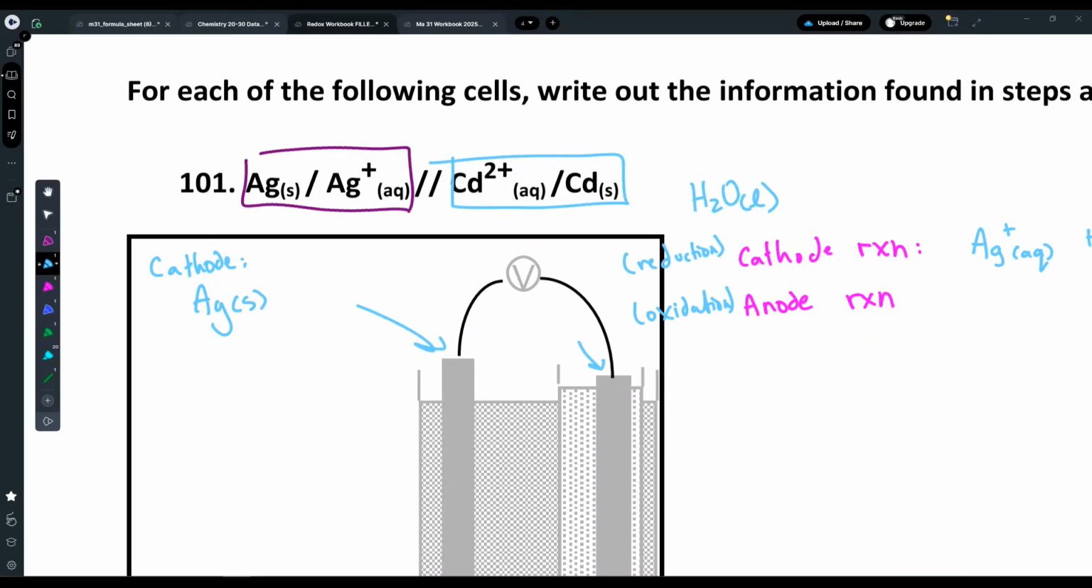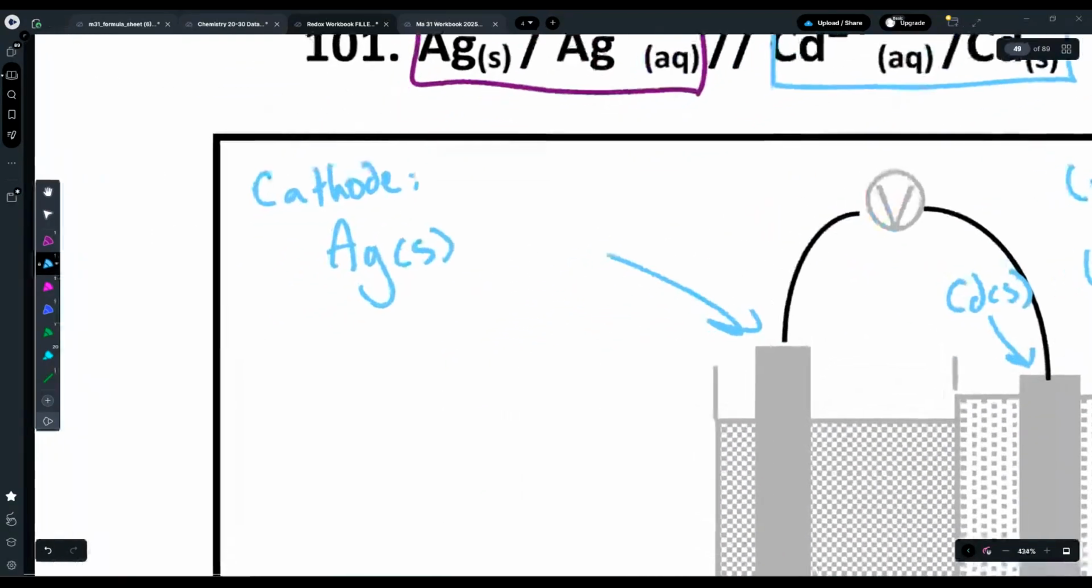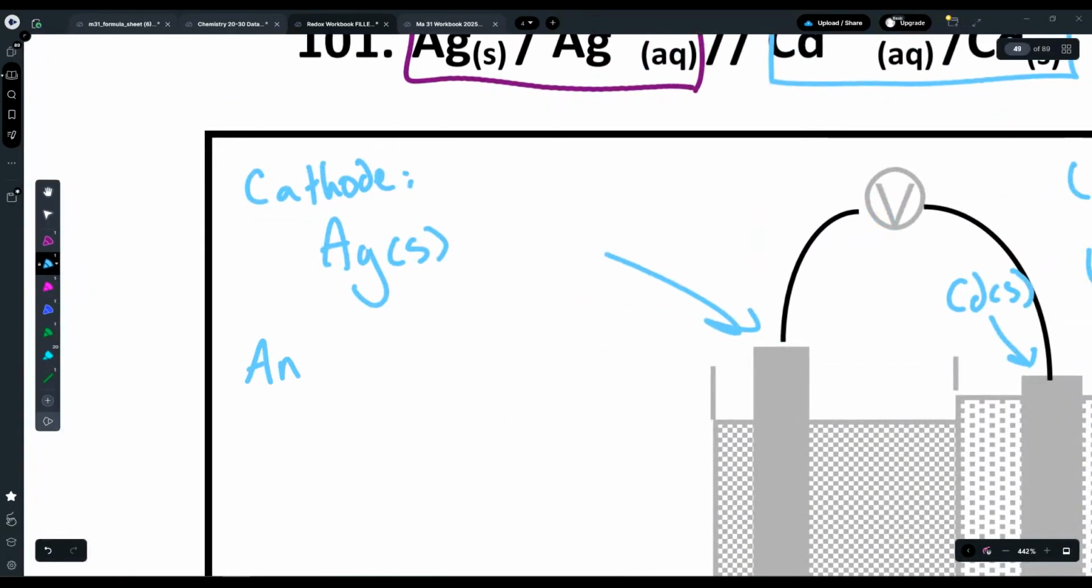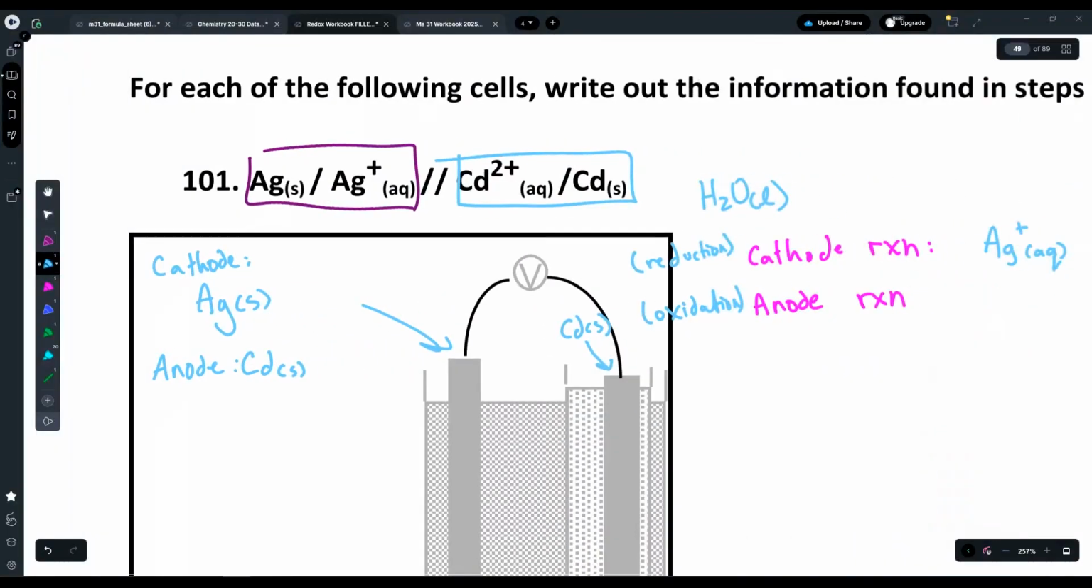Here we go. Cadmium solid. So I'm going to write, just so it's neat, anode. That's the cadmium solid. And I'm going to make sure that C actually looks like it's capitalized. Okay.